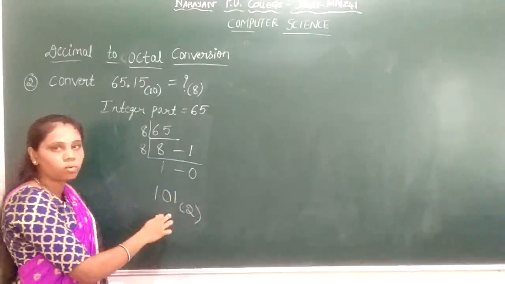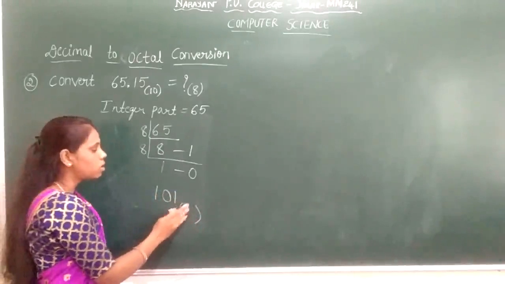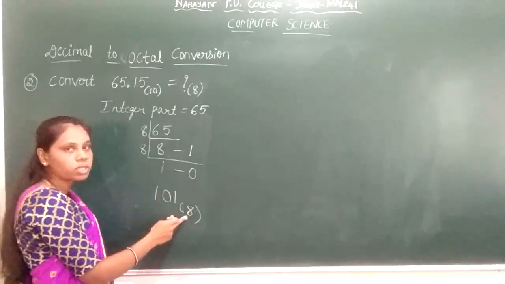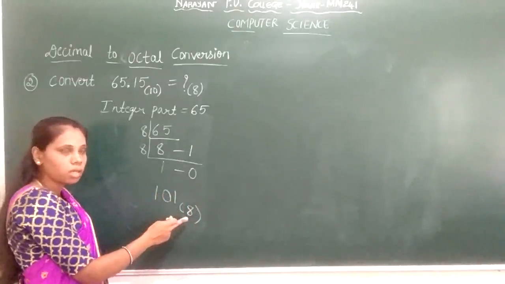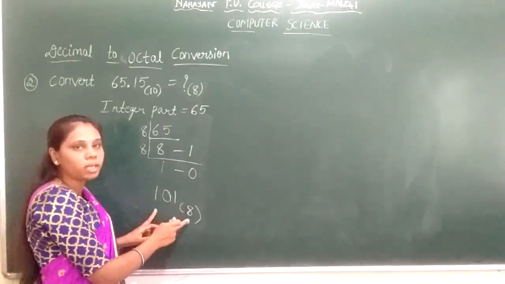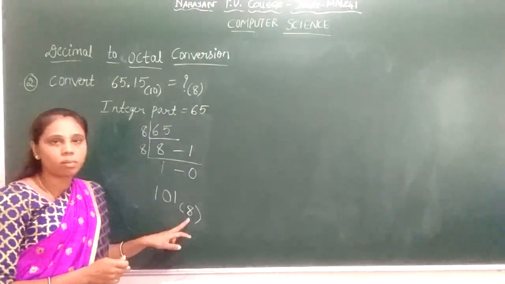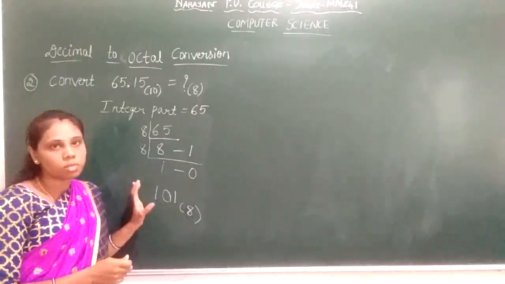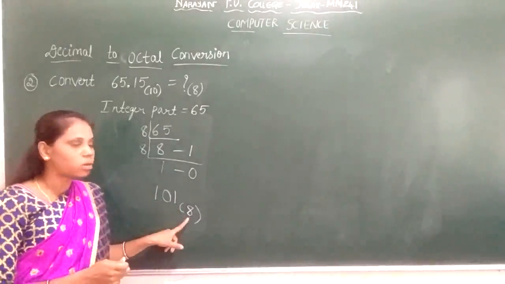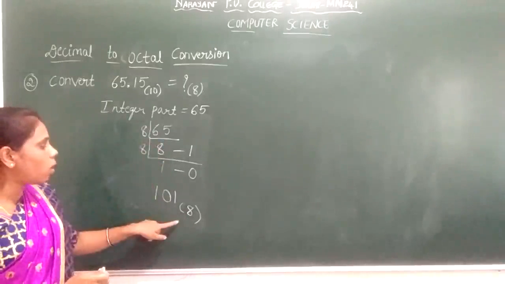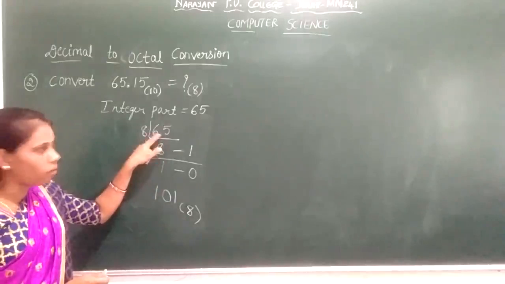Even 101 is in the range of 0 to 7. The base of this number system, octal, is 8. So always remember the base values. If you neglect the base value, it will not identify which number system it belongs to. So always write the base values. Now 101 base 8 is the octal equivalent value for 65.